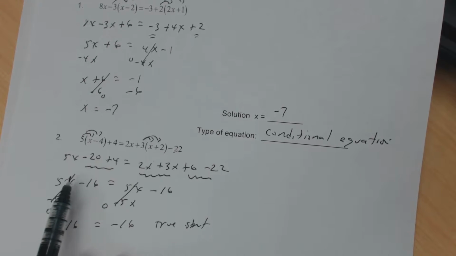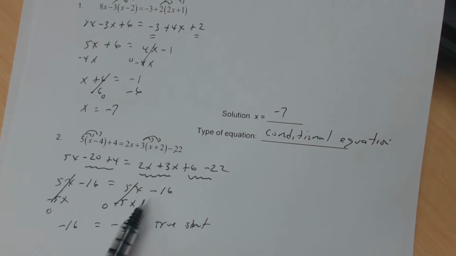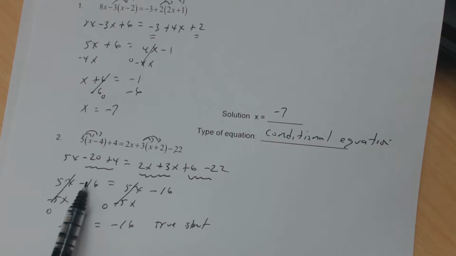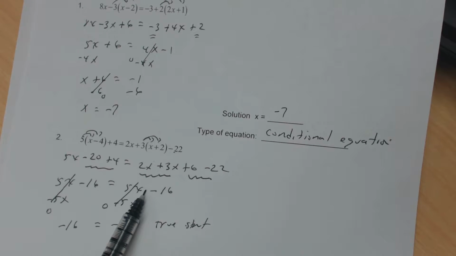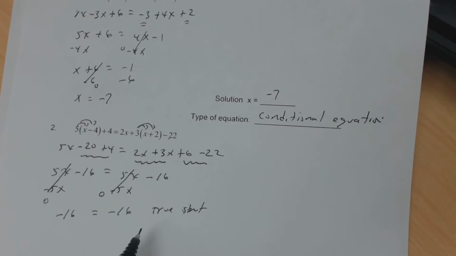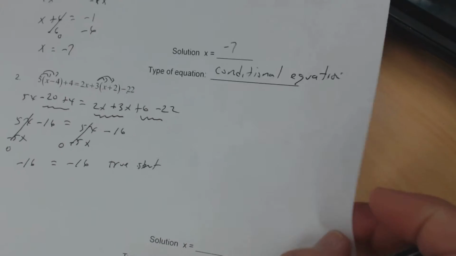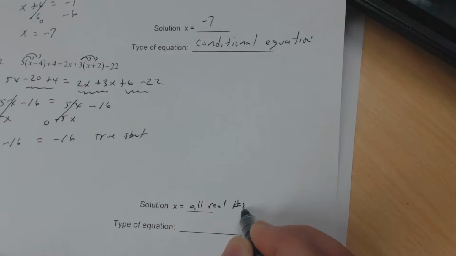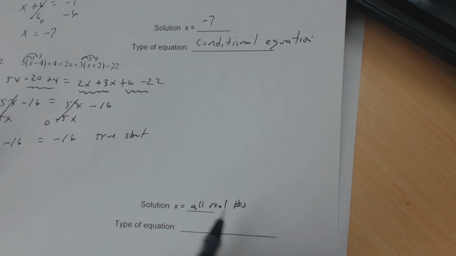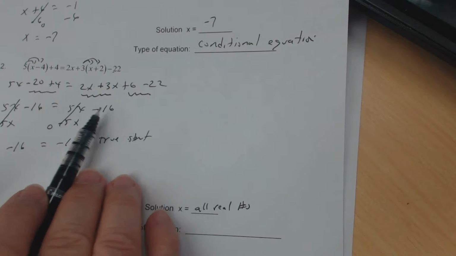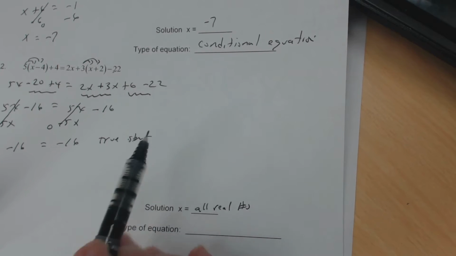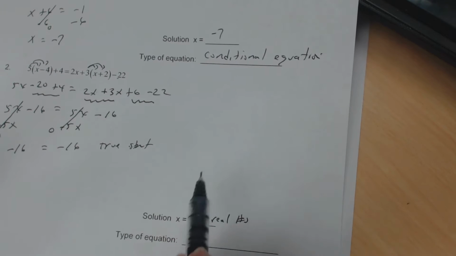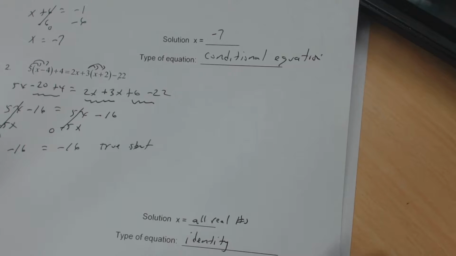Now you could have stopped here. See this right here? You could recognize that 5x is equal to itself. So those two sides are identical. You didn't have to go any further and could indicate that your solution is all real numbers. Now, remember I said the word identical. Since these two sides are identical, it's going to be an identity. So here's the word identical.